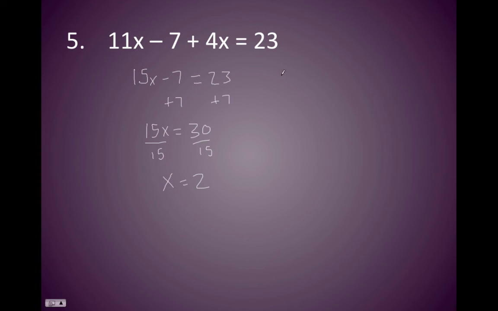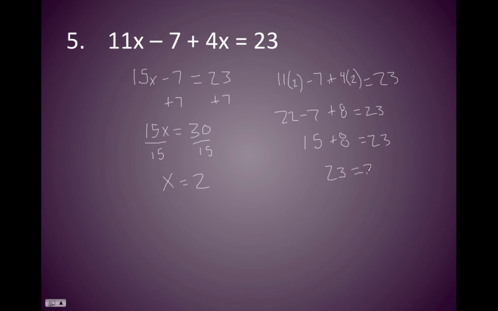Let's check and see if that's the correct answer. We've got 11 times 2 minus 7 plus 4 times 2 equals 23. Well, 11 times 2 we know is 22, minus 7, plus 8 equals 23. 22 minus 7 is 15, plus 8 equals 23. 15 plus 8 is 23. Lo and behold, 23 equals 23. That is true. That means x equals 2 is the solution.